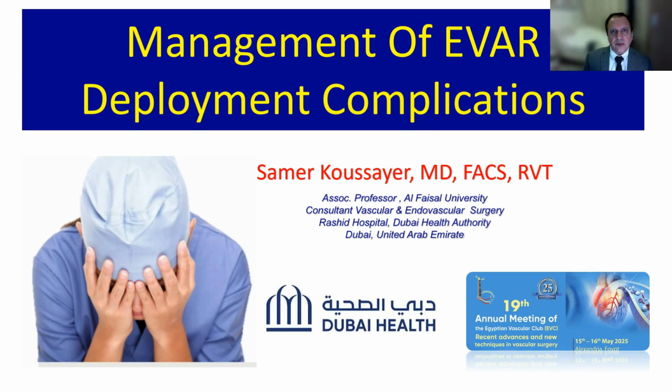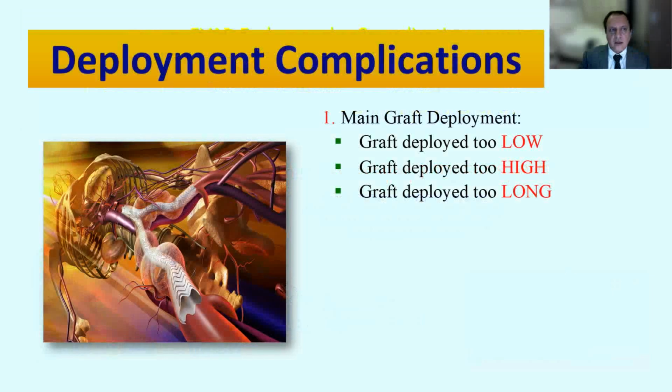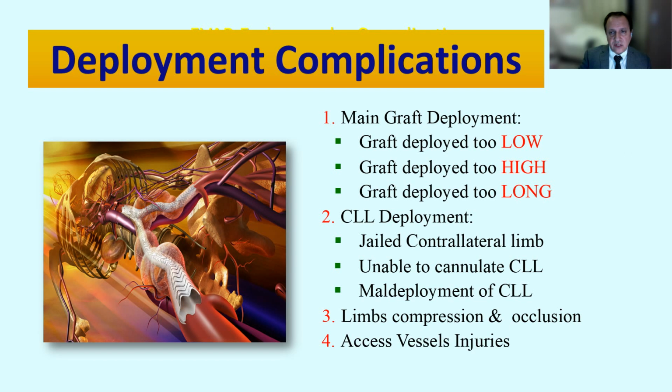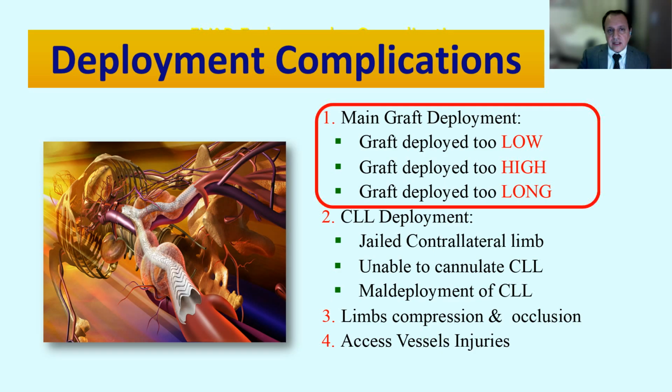Today I'm going to speak about management of the EVAR deployment complications. So what are deployment complications? This could happen during main body deployment, or during contralateral limb deployment, or limb compression and occlusions, and access vessel injury. Let's start first with the complication of the main body deployment.